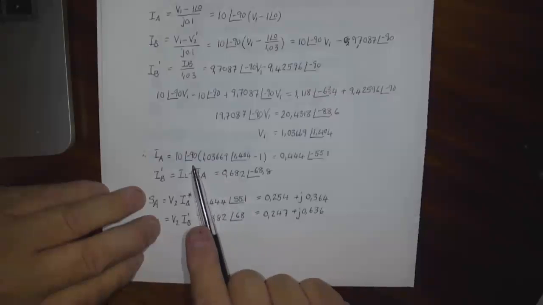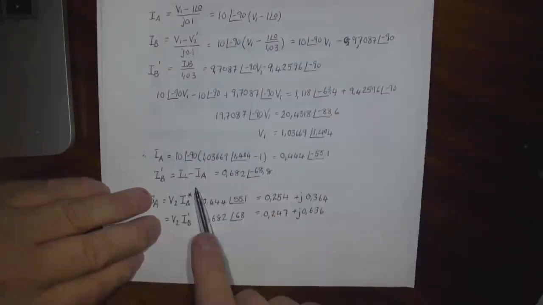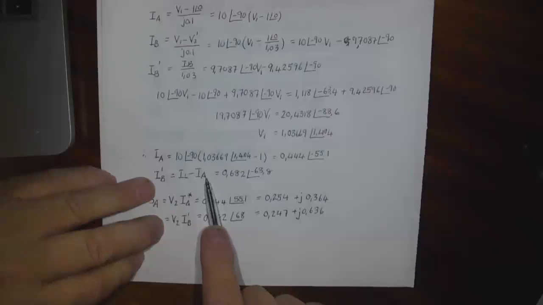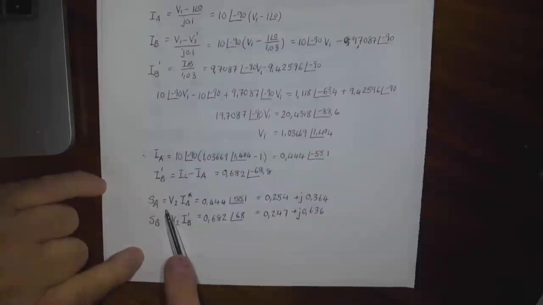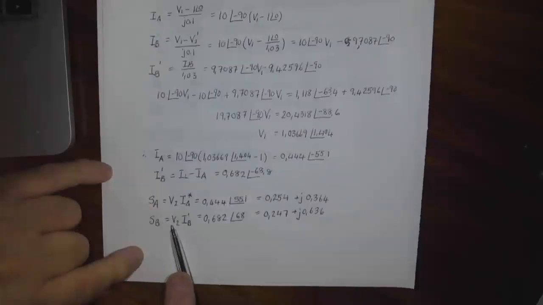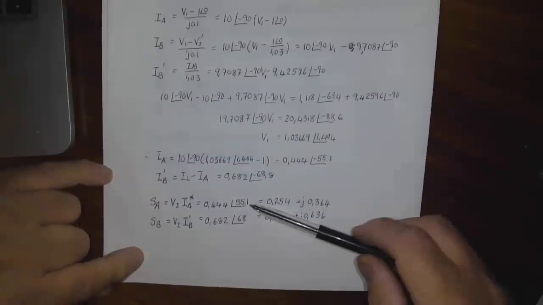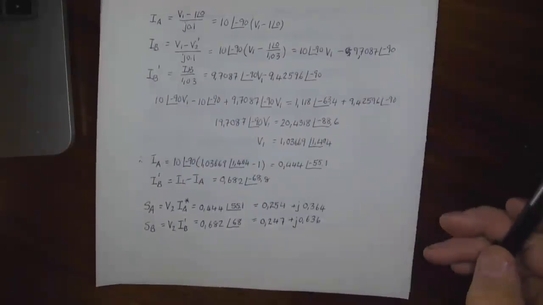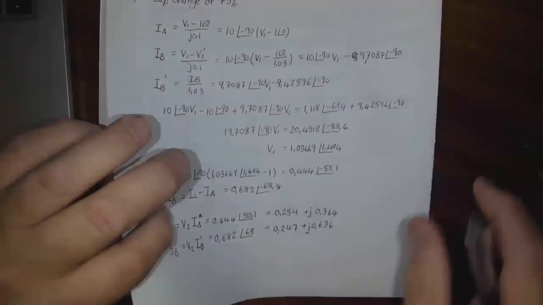Right? And then we find that IA is 0.444 angle minus 55. And IB dash is I load minus IA. That gives us 0.682 angle minus 68.8. Calculate SA again. We get 0.254 plus J0.364. And SB is 0.247 plus J0.3636. There again, you can see the biggest change now happened in Q. And P remained basically the same. Right. Next one is where we use both.